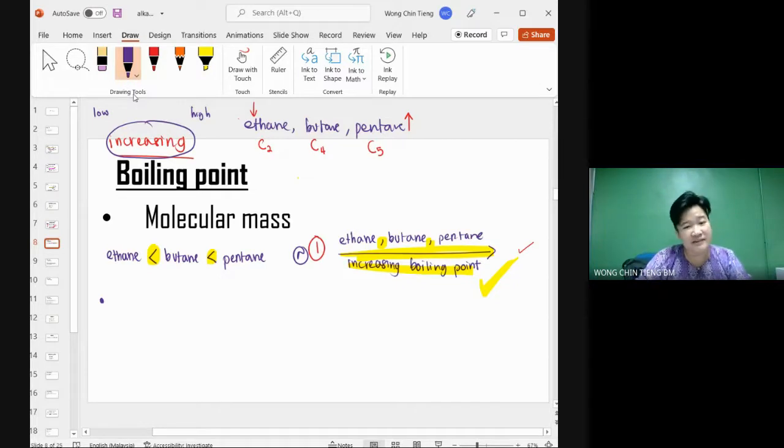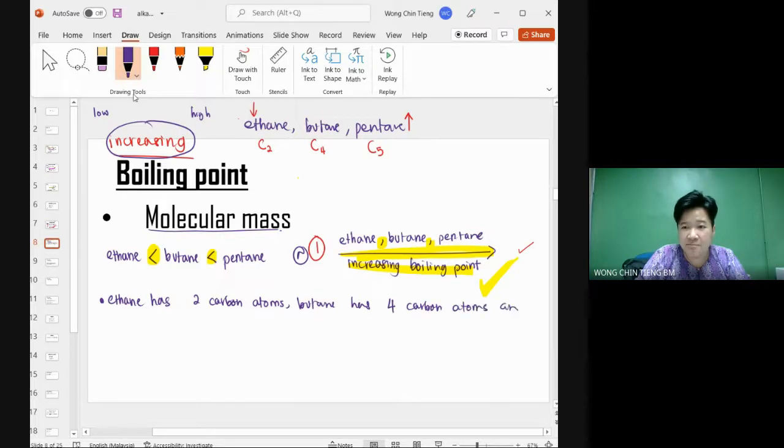So right now, the first thing that I will always write is, I want to show that the molecular mass is different. So what I will do is, I will say, ethane has 2 carbon atom. Butane has 4 carbon atom. And pentane has 5 carbon atom. Saya tak expect English yang muat band 6. Saya expect benda tu betul, straightforward, simple sahaja.